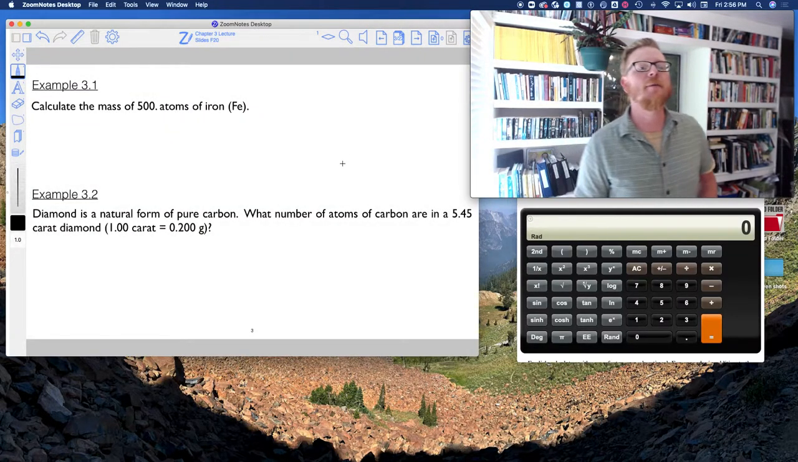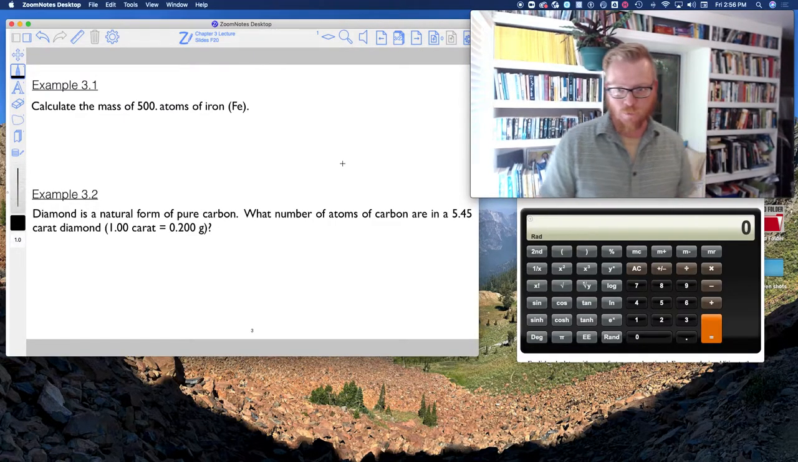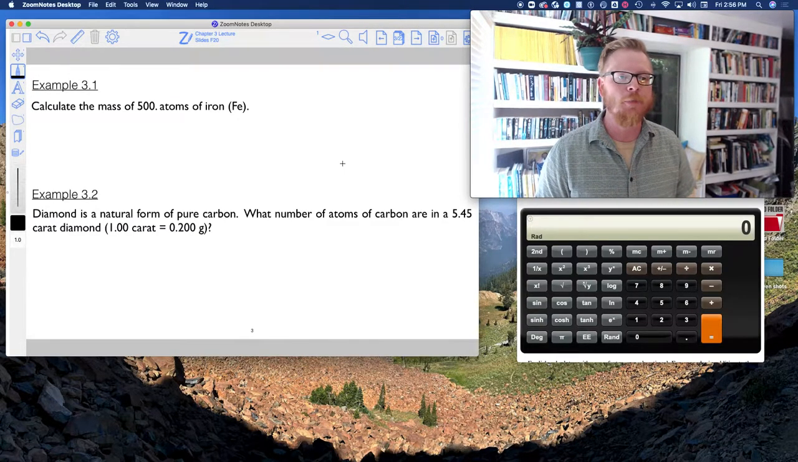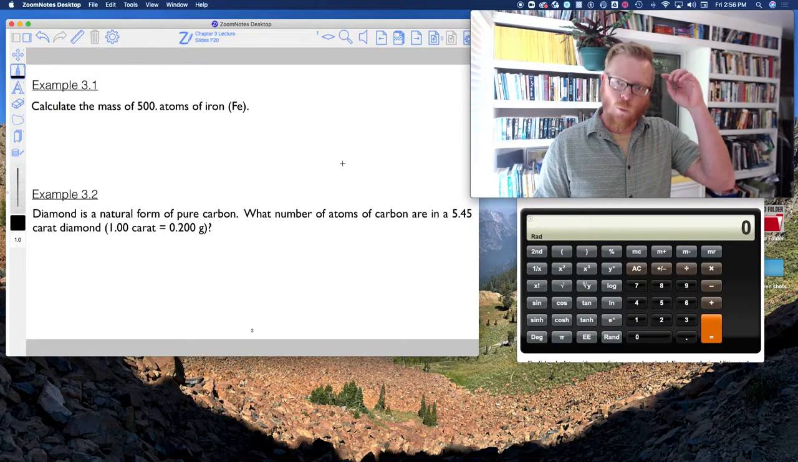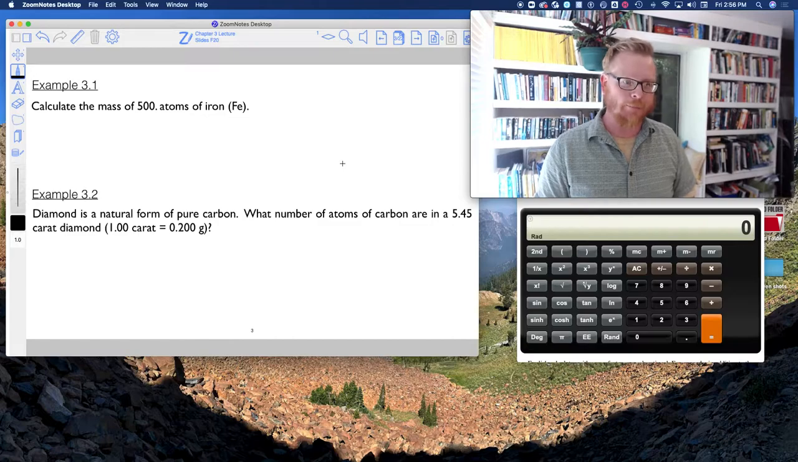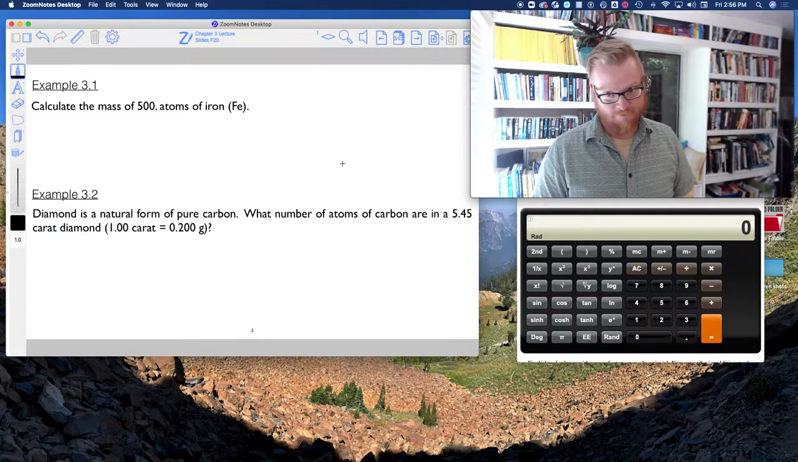All right, calculate the mass of 500 atoms of iron. So first of all, let's just make sure that we have a good expectation of what we're going to get for this answer. Before I do any calculation, I like to think, what kind of number am I going to get? Am I going to get a small number? Am I going to get a big number? Am I going to get a medium-sized number, right? So 500 atoms is not a lot. It's not a whole lot at all. I could count 500 atoms if I had a couple minutes and an electron microscope, okay?